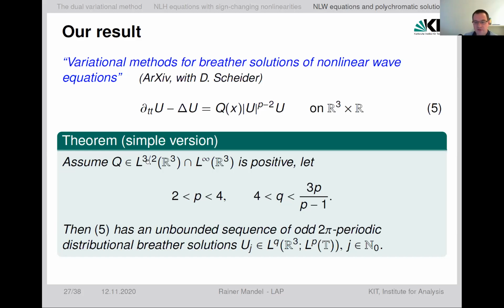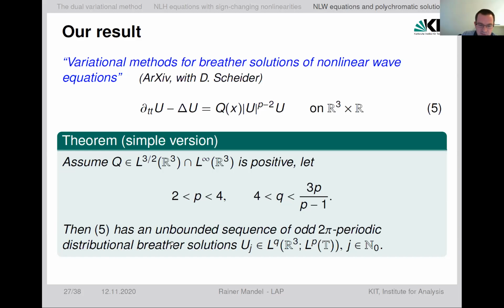And we are not seeking for L2 solutions, but for solutions that have a weaker decay with respect to space. So our result, for instance, says, if Q is positive and sufficiently localized, and the exponent here is not too big, and your exponent Q is chosen in a reasonable way, then we can find the existence of an unbounded sequence of distributional breather solutions.